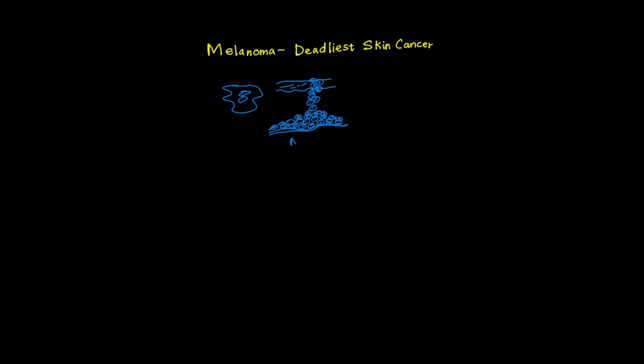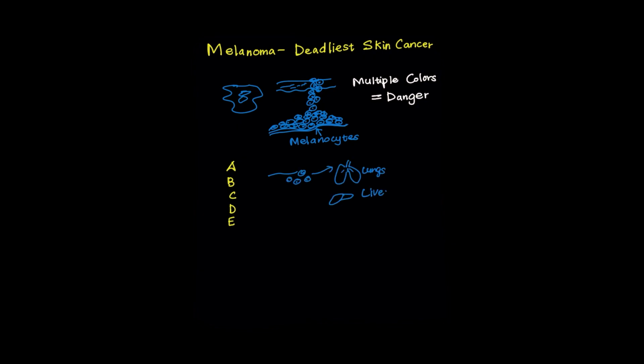Melanoma is the deadliest skin cancer due to its aggressive metastatic behaviour. Melanoma arises from melanocytes, the pigment-producing cells, and presents as irregular lesions with multiple colours including black, brown, blue, red or white areas. The ABCDE criteria help identify it: asymmetry, border irregularity, colour variation, diameter over 6 mm, and evolution or change.